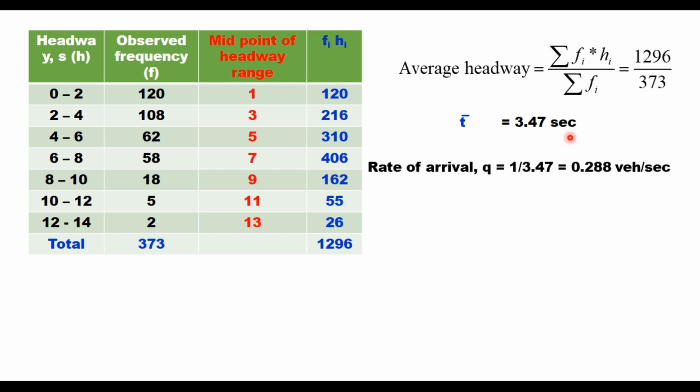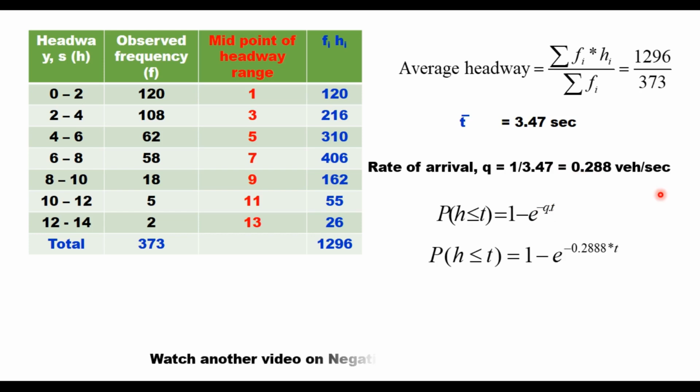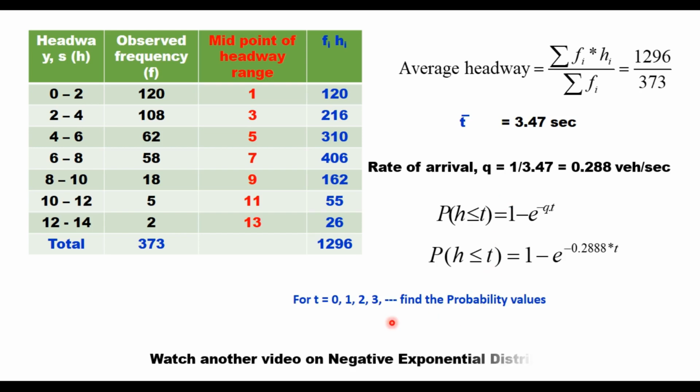And that is the equation for negative exponential distribution. That is probability of headway less than or equal to T is 1 minus e to the power minus q into T. Now q here is the rate of arrival, which is inverse of this average headway, 0.288, and therefore you can write this equation that probability of headway being less than or equal to T is 1 minus e to the power minus 0.2888 into T. Now you calculate the probability for T equal to 0, 1, 2, 3, and so on. So these are the midpoint of headway range. So you calculate the probability for each of these headway.